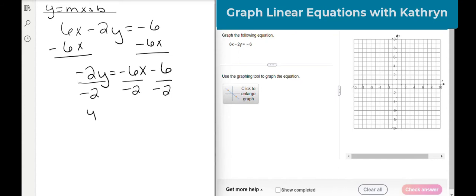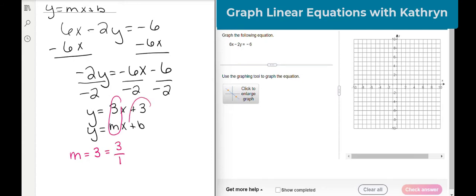So we end up with y equals -6 divided by -2 is 3. So we have 3x. And again, -6 divided by -2 is 3. Now what we want to do is write y equals mx plus b right underneath it. And now we can see that our slope is 3. M equals 3. Now we need rise over run, so we're going to write 3 over 1. And my y-intercept is 3.